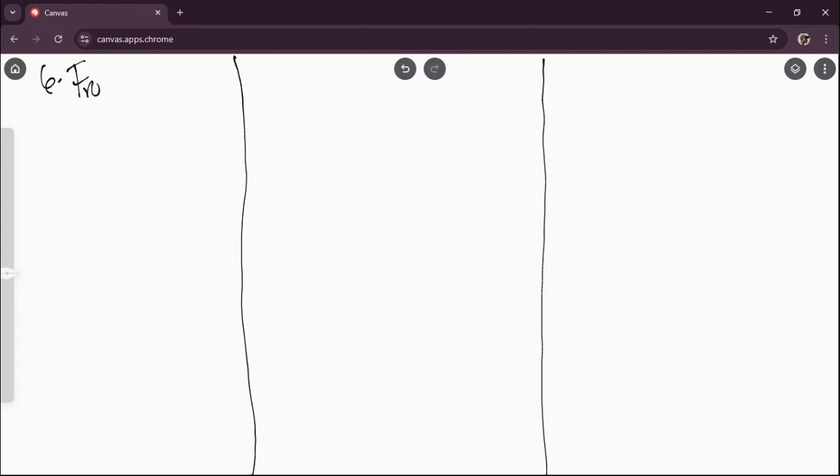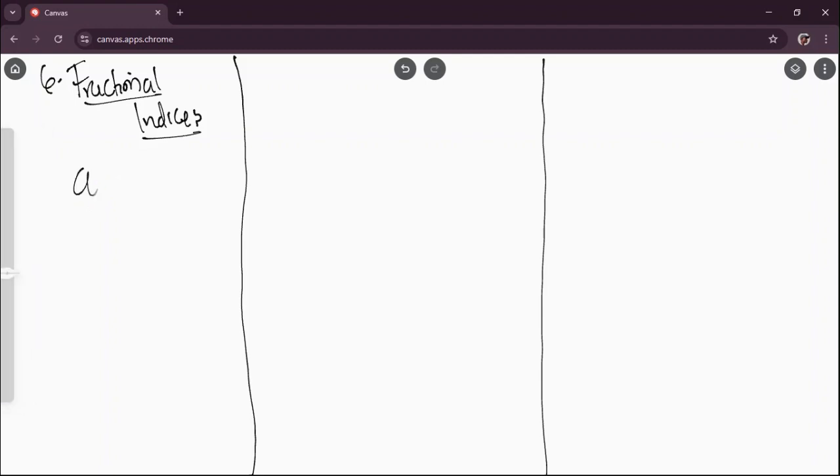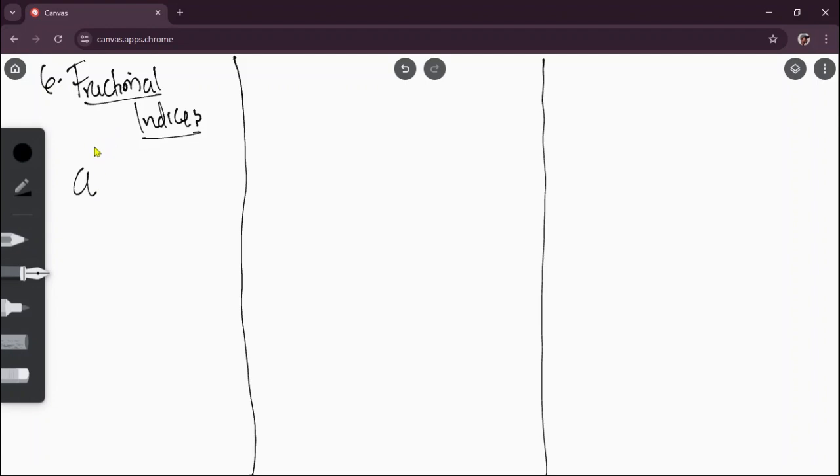I'll have this one as fractional indices. Simply this one means that I can have a number written in this form. Maybe the power here, instead of being a whole number like what you've been dealing with, can be a fraction. Let us say x all over y.